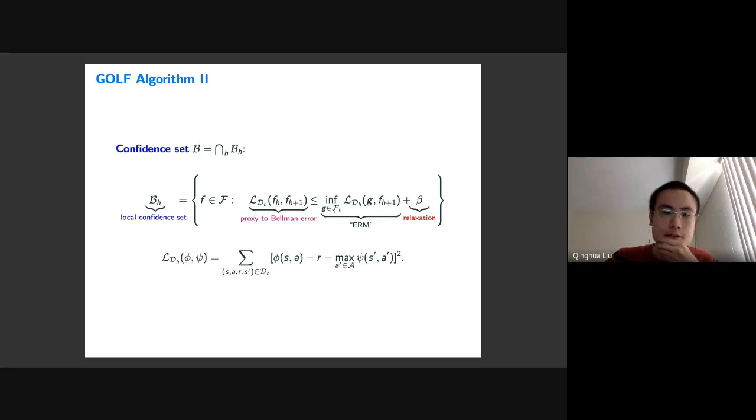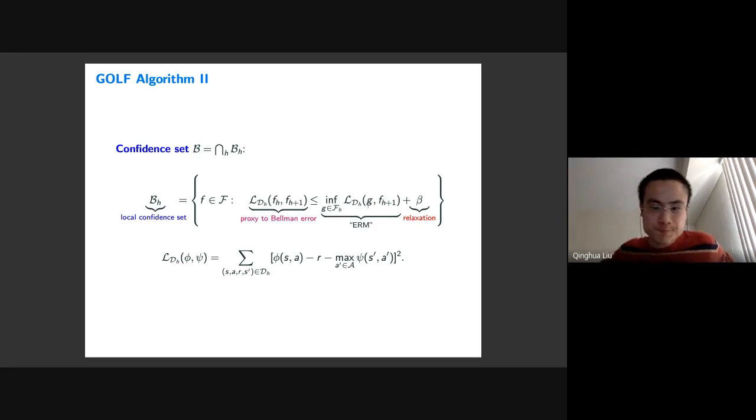So we can also understand it as follows: if we fix the value function f_{h+1} and throw away f_h, what function g should we pick to minimize this empirical proxy to the Bellman error?